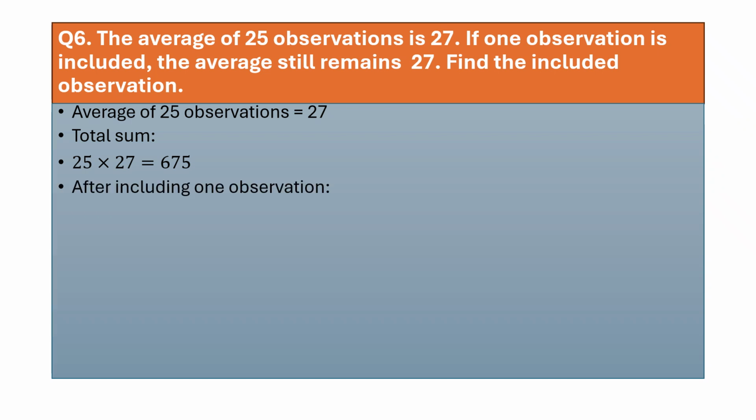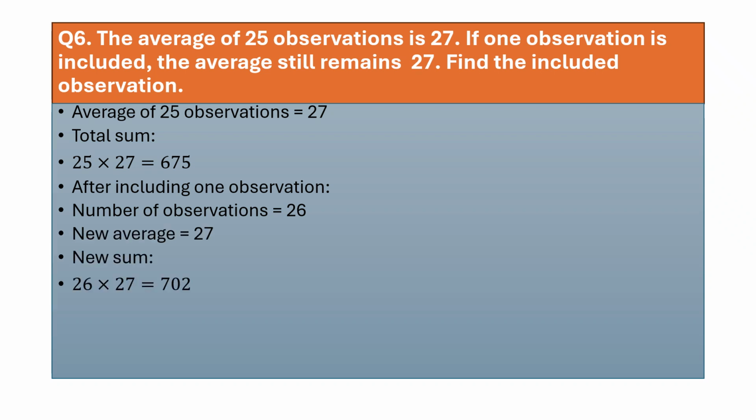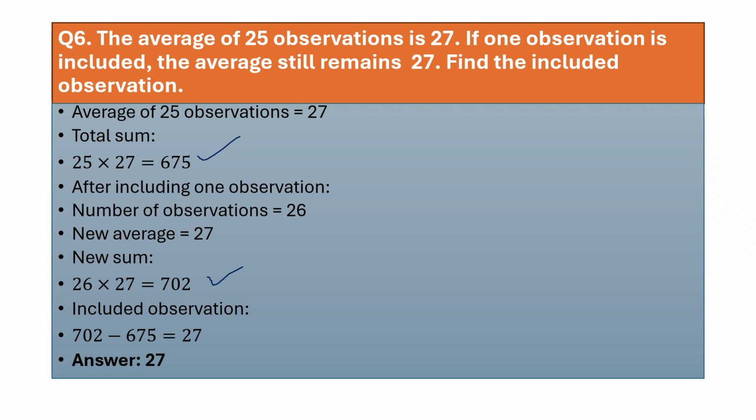Now, what is the other part of the question? If one observation is included, that means the number of observations will now be 26 because one is included. What is the new average which is given? That is 27. So what will be the new sum this time? This time you have to multiply 26 into 27. You will get 702. So the included observation will be 702 minus the previous number, 675, which gives you 27. So what is our final answer? What is the included observation? That is 27.